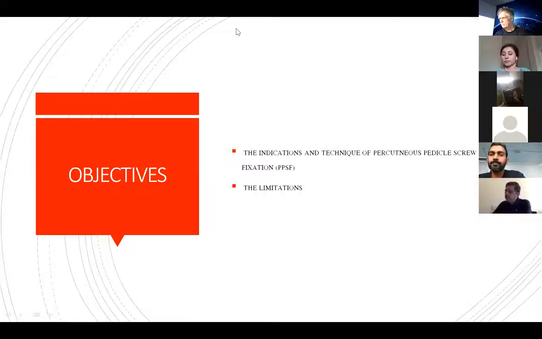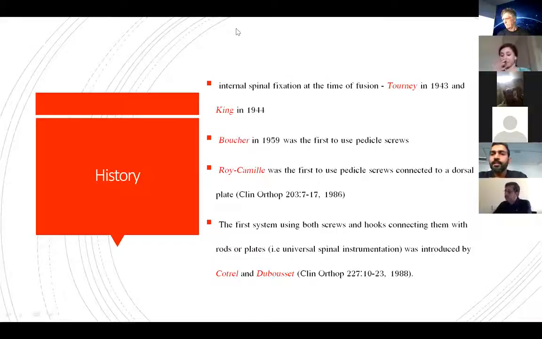Coming to the history, internal spinal fixation at the time of fusion was first described by Tourney in 1943 and King in 1944. The first pedicle screws were used in 1959 by Boucher. Roy and Camille then first used pedicle screws connected to a dorsal plate. The first system using both screws and hooks, connecting them with a rod, was used by Cotrel and Dubousset.